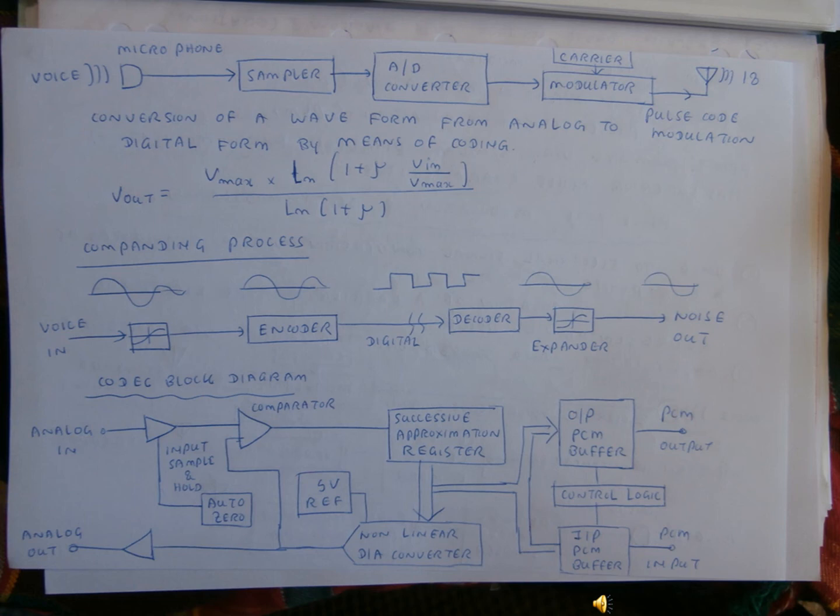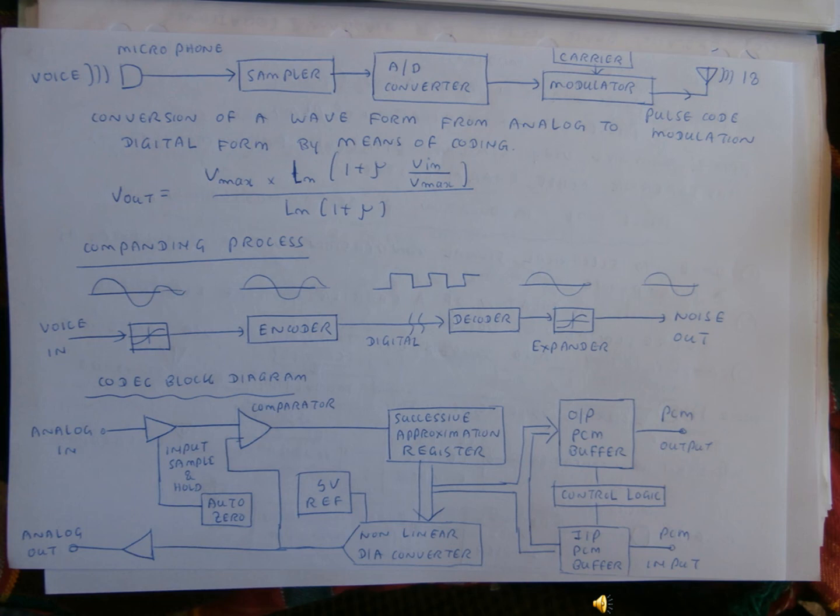In the combining process, the input voice goes through an encoder, and the encoder can convert it to digital. This digital signal then goes through the decoder and the expander, and the noise will be coming out. So this is the combining process. Another one is the codec block diagram.